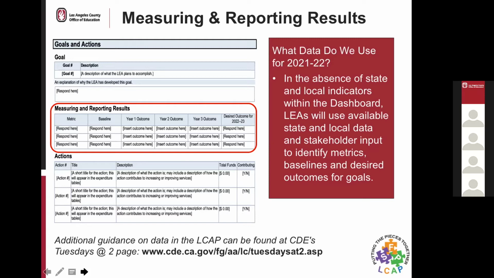One of the key questions that has come up is, what data do we use for the 2021-22 LCAP? And CDE has indicated that in the absence of state and local indicators within the dashboard, LEAs will need to use available state and local data and stakeholder input to identify metrics, baselines, and desired outcomes for goals. Next slide, please.